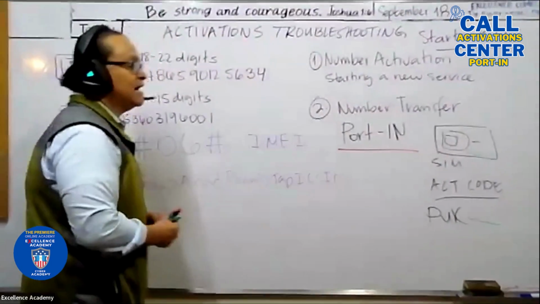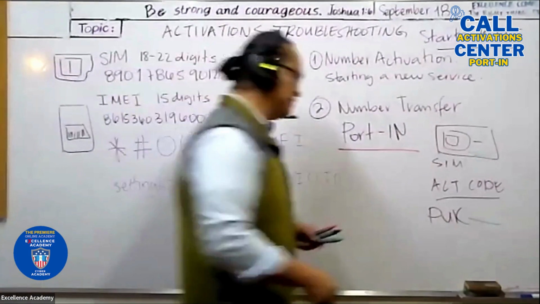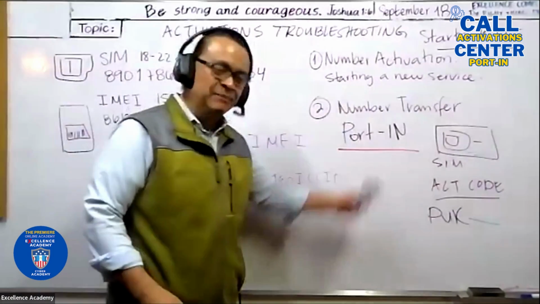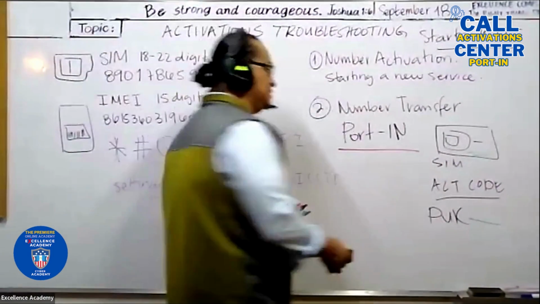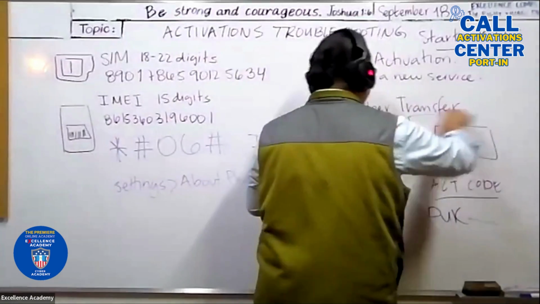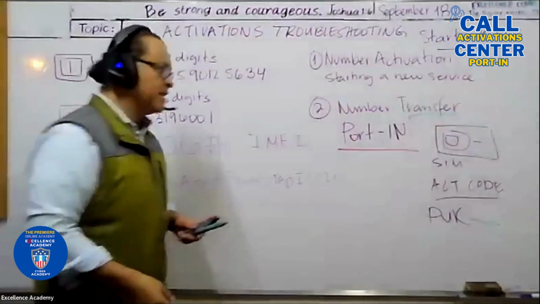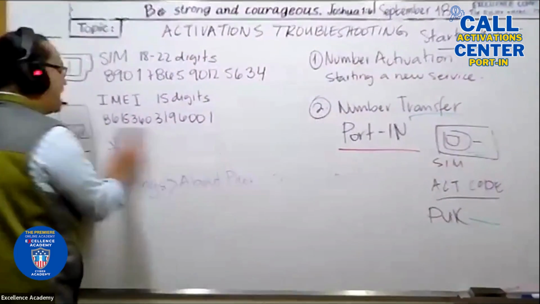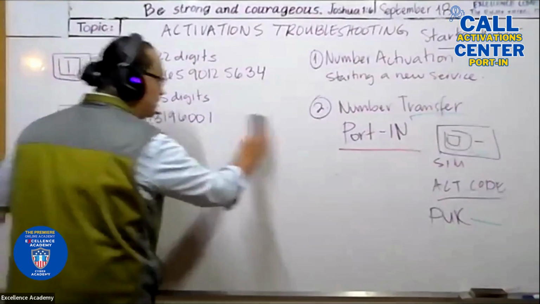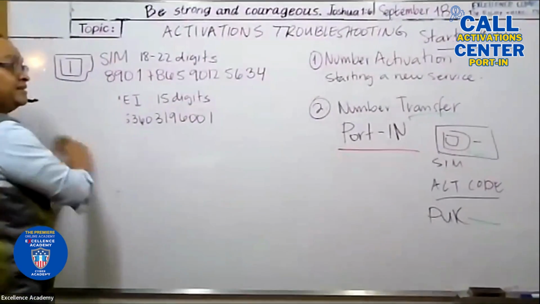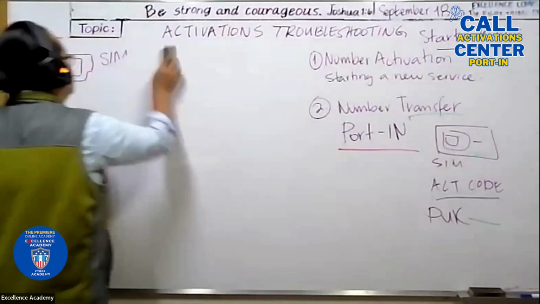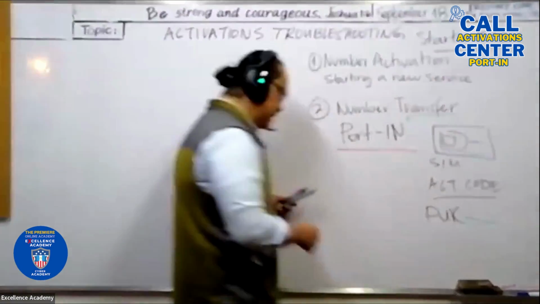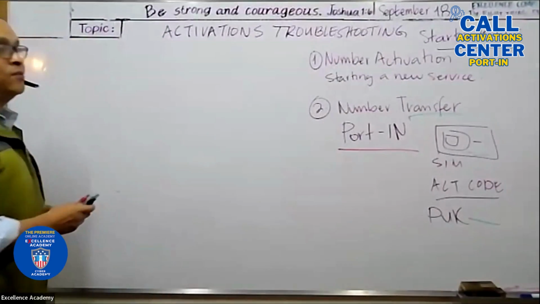The second activation process, which is super common, is what we call the port in process, which is just jargon for a number transfer. This is a process that could happen immediately, or take a couple of minutes, but depending on the carriers, it could take a bit longer, from 24 hours to 3 business days, depending on where the phone is coming from.